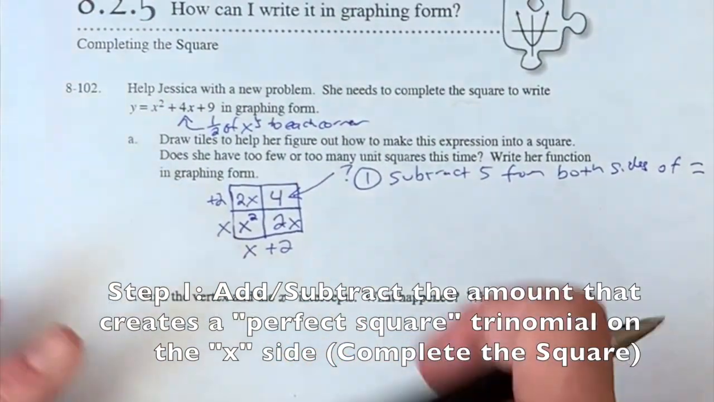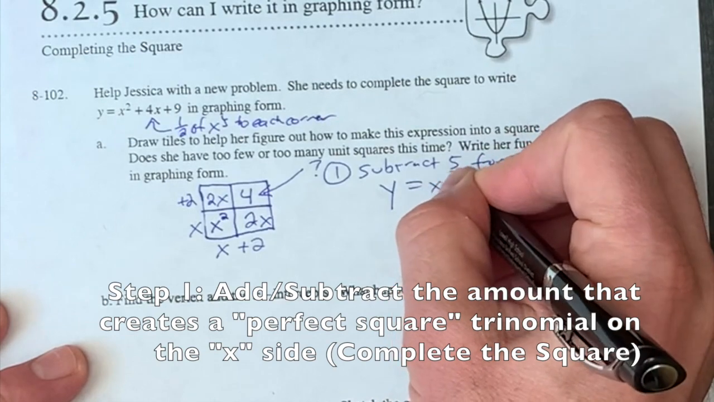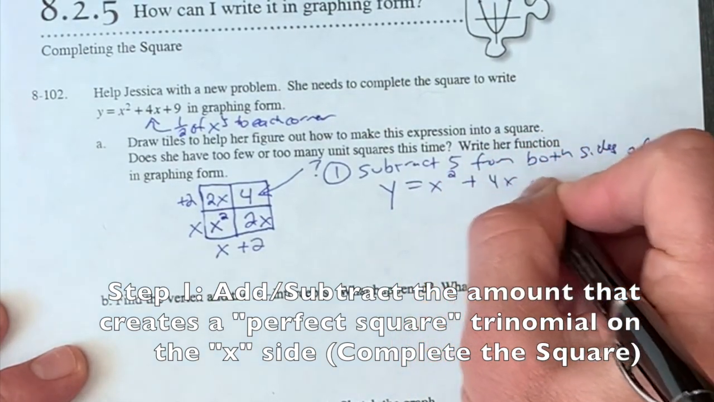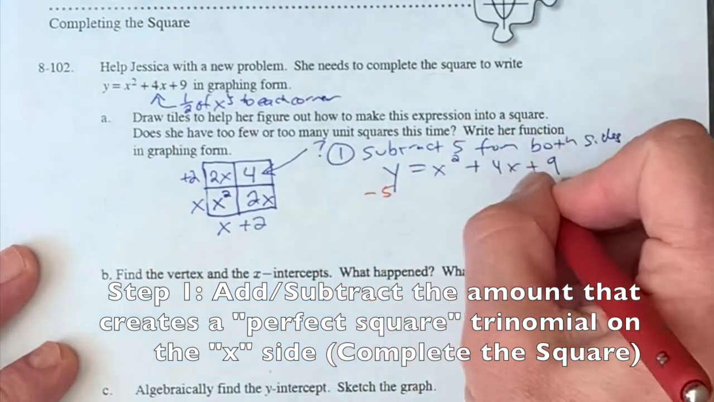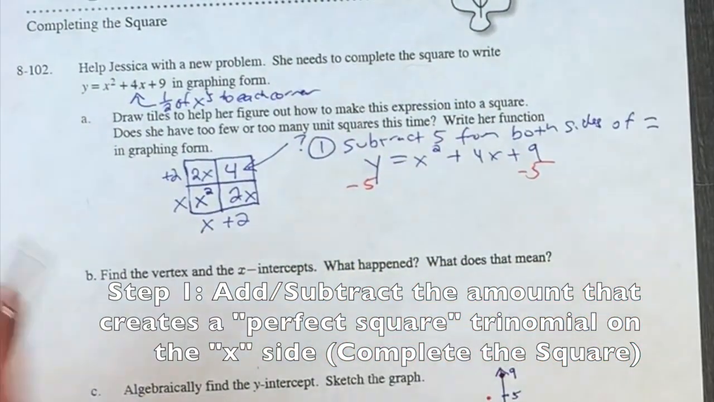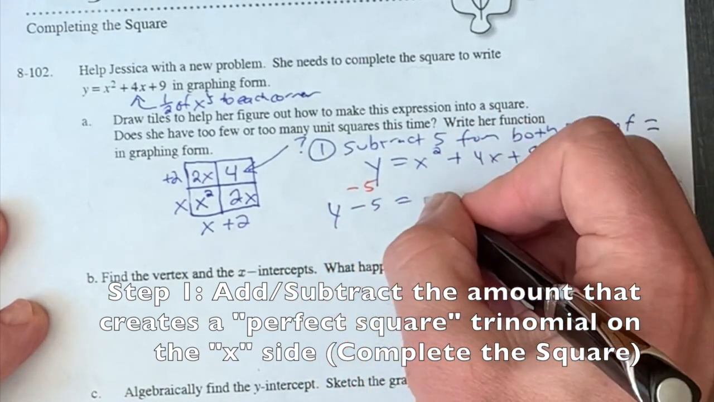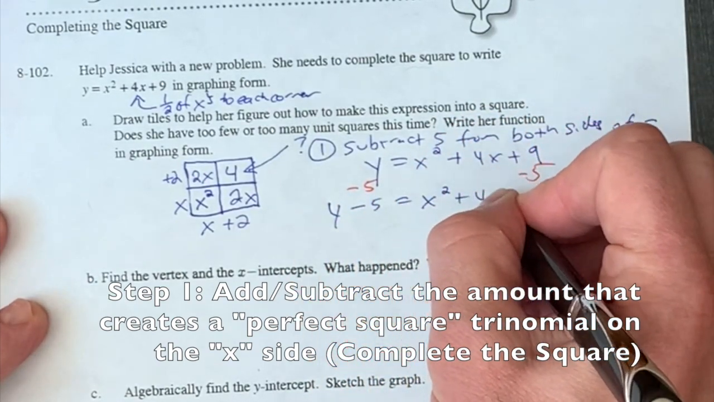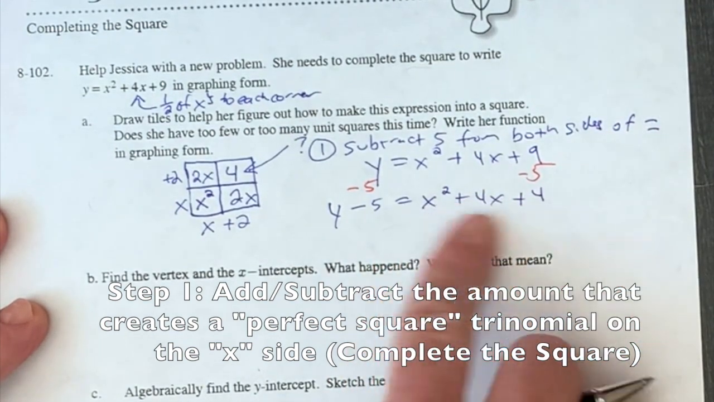So I'm going to do that. I'll just do all the work out so we see a full example together. So I have y equals x squared plus 4x plus 9. And I'm going to subtract 5 from both sides. Minus 5, minus 5. I get y minus 5 on my left side. And on my right side, I get x squared plus 4x plus 4. That is, my friends, a perfect square.